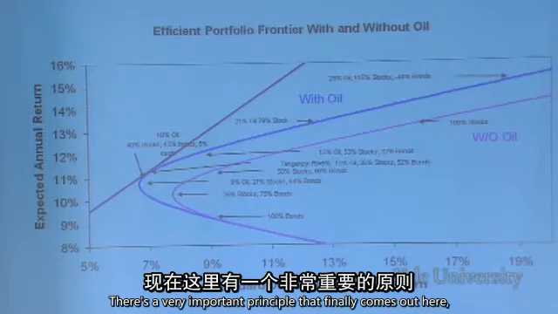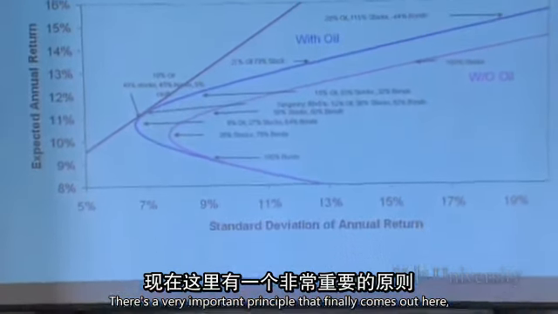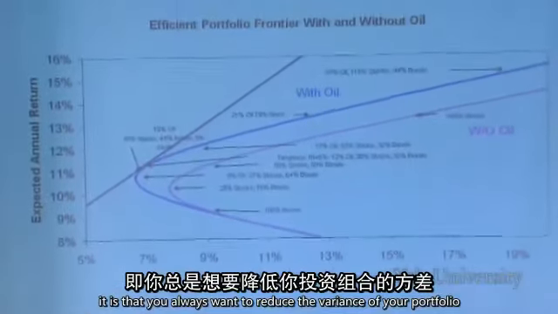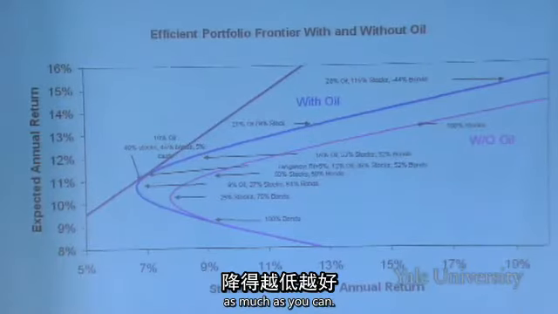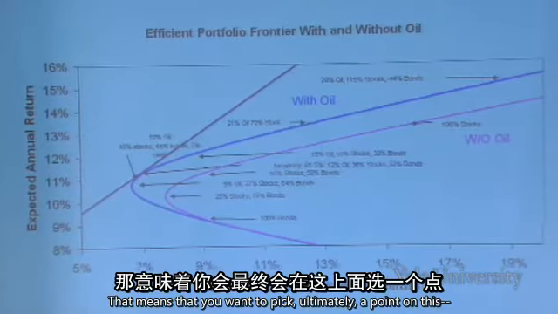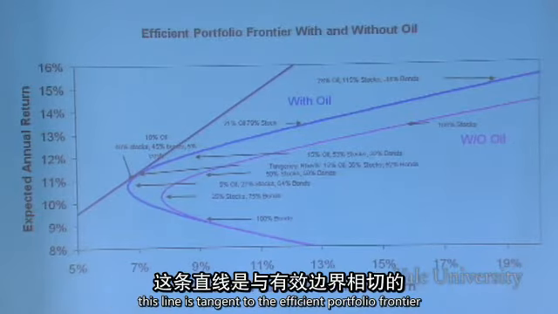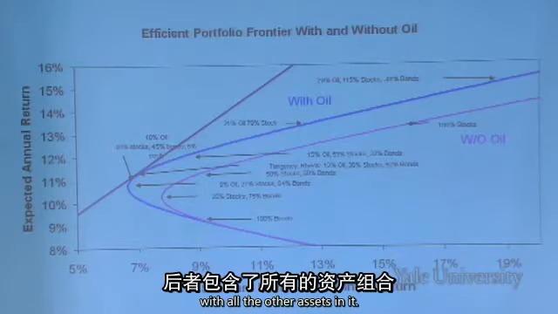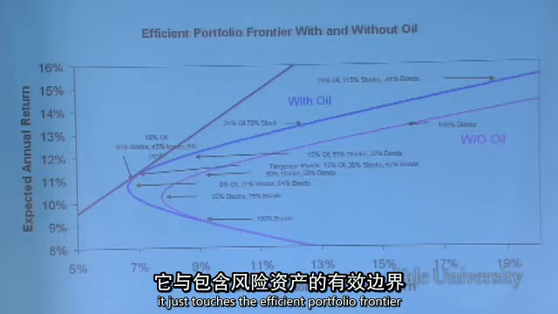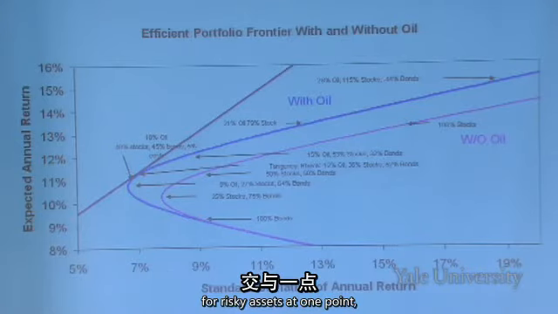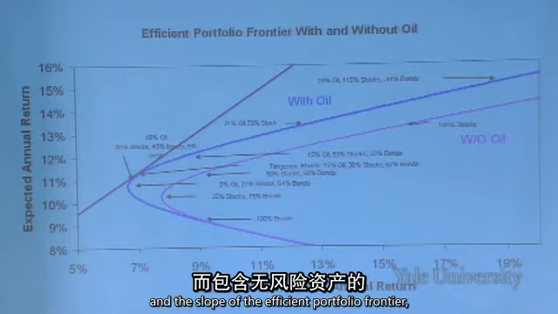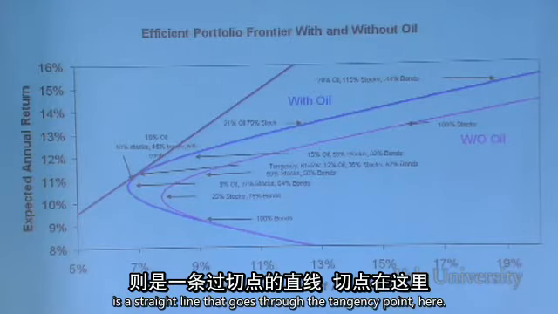But there's a very important principle that finally comes out here, is that you always want to reduce the variance of your portfolio as much as you can. And so that means that you want to pick ultimately a point on this line that is tangent to the efficient portfolio frontier with all the other assets in it. Tangent means that it has the same slope. It just touches the efficient portfolio frontier for risky assets at one point. And the slope of the efficient portfolio frontier, including the riskless asset, is a straight line that goes through the tangency point here.